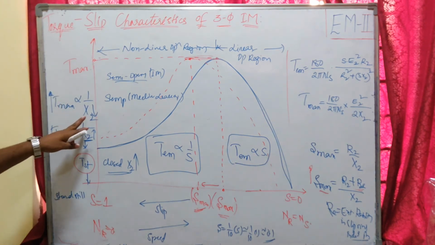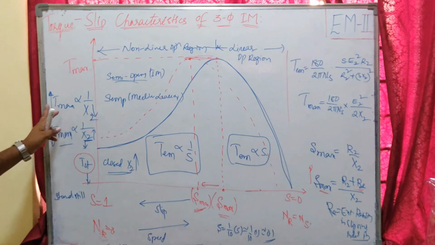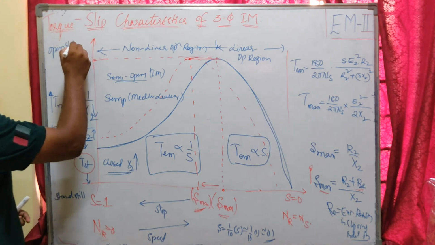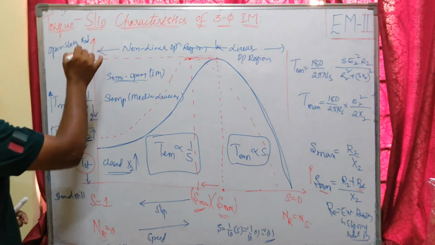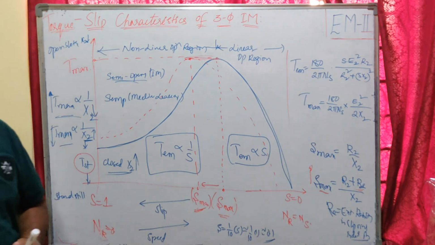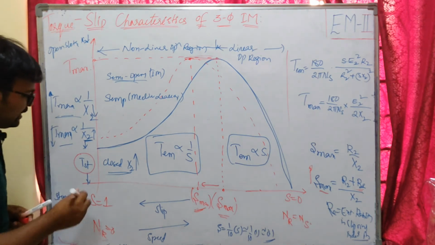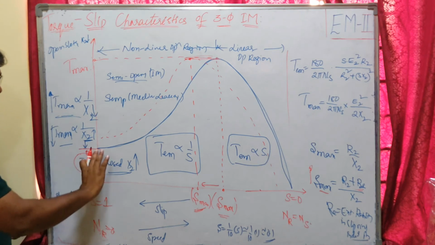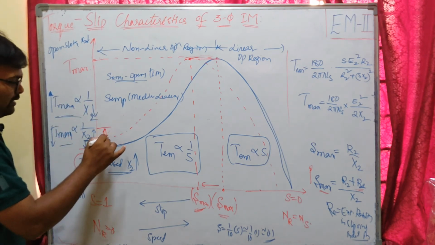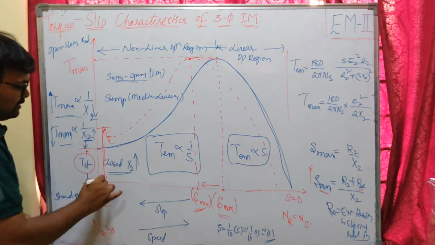We can understand that whenever our X2 is low, our T max is high. Open type slots will have X2 very less. That means the open type slots machine has high maximum torque. So this is my starting torque. If I have a load applied on the motor having more load torque, this is my load torque.